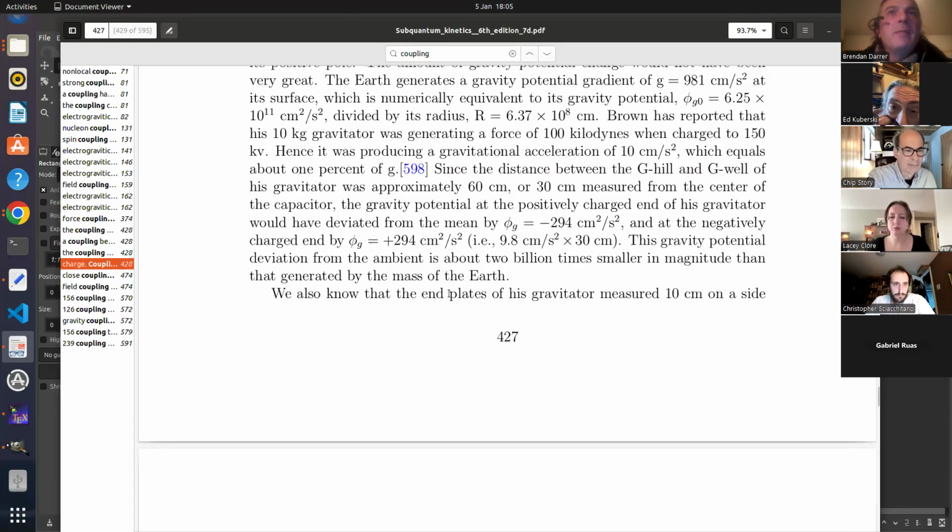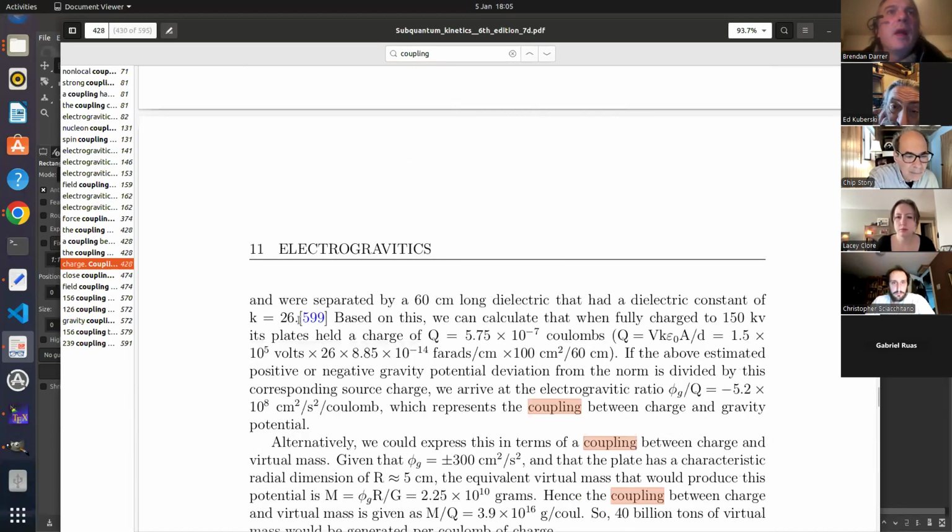We also know that the end plates of his gravitator measured 10 centimeters on a side and were separated by a 60 centimeter long dielectric that had a dielectric constant of K equals 26. Based on this, we can calculate that when fully charged to 150 kilovolts, its plates held a charge of Q equal 5.75 times 10 to the minus 7 coulombs. And with these, Q equals voltage times dielectric constant, permittivity of free space, area over distance.